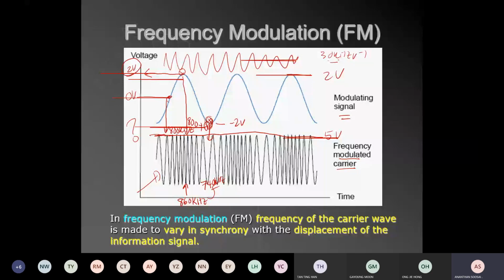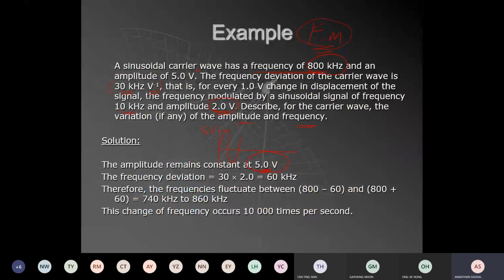So you see the answer here. The frequency deviation is 30 times 2, which is 60 kilohertz. Therefore, the frequency is going to fluctuate from 800 minus 60, the lowest point, to 800 plus 60, the highest point. So the frequency is going to fluctuate from 740 to 860 kilohertz.